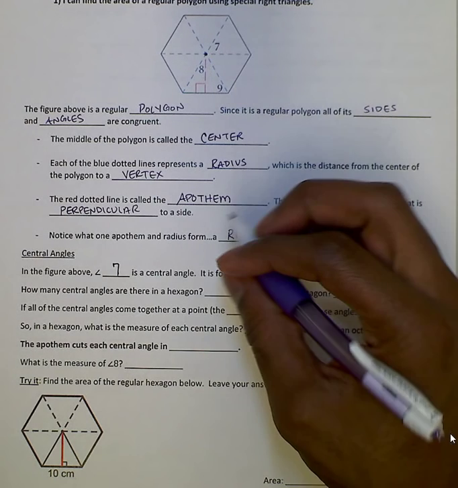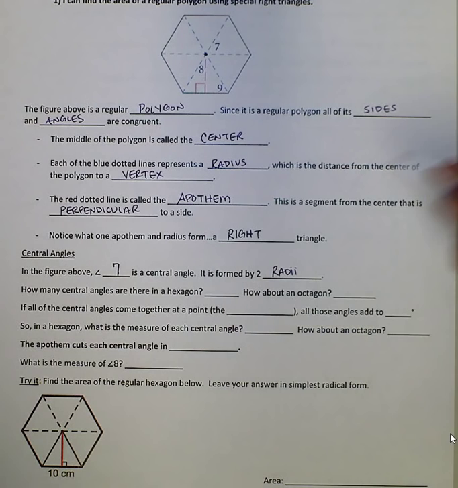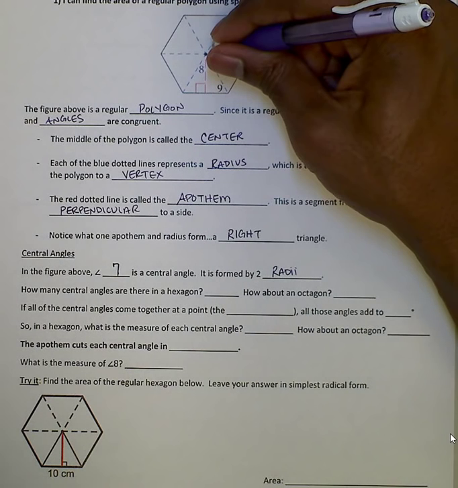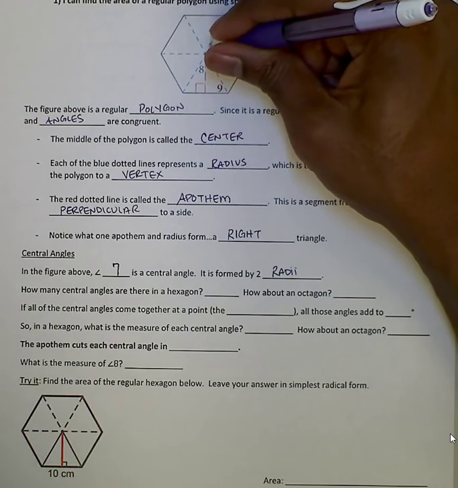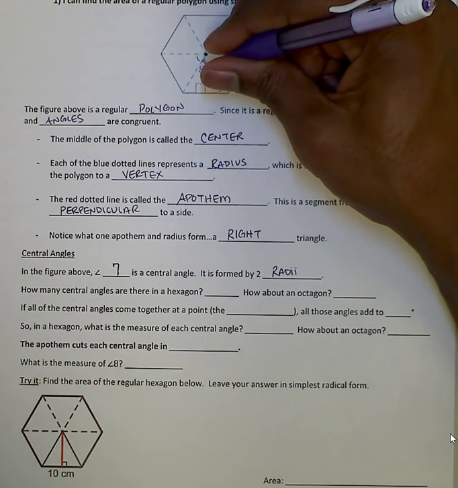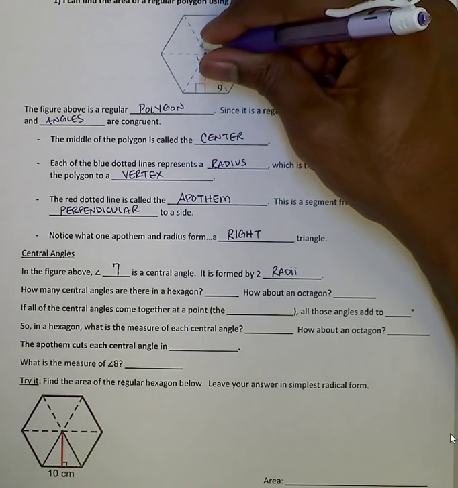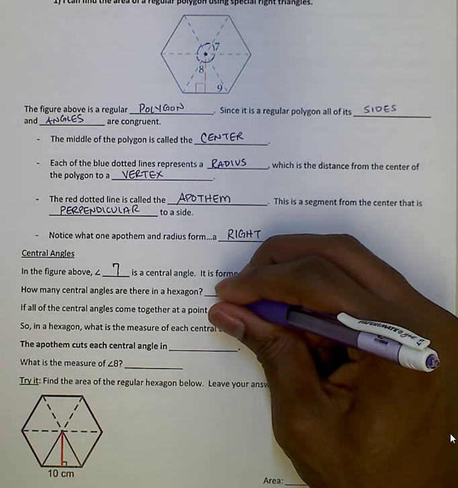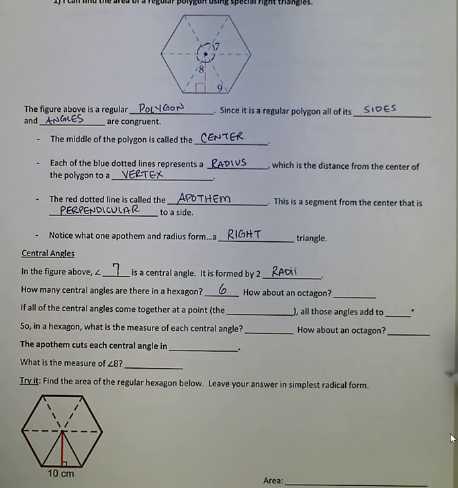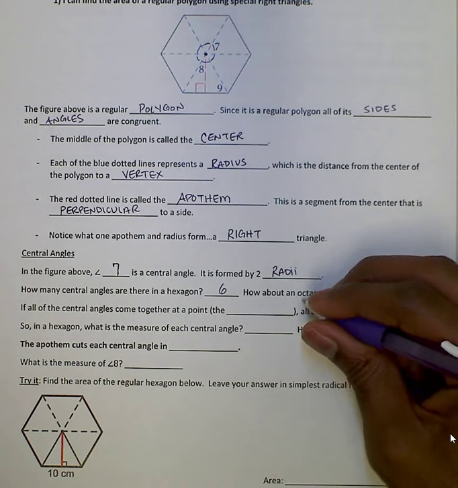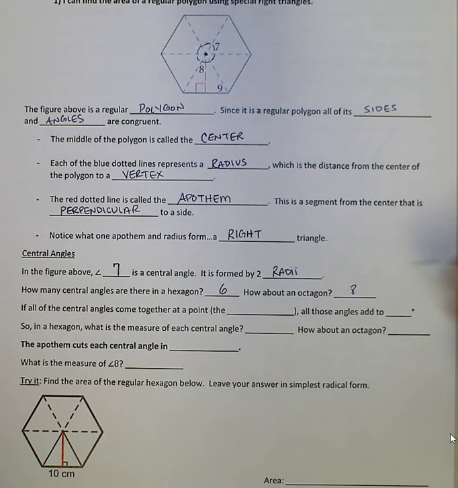How many central angles are there in a hexagon? Well, there's 1, 2, 3, 4, 5, 6, which makes sense. A hexagon has 6 sides, so it has 6 central angles. How about an octagon? An octagon has 8 sides, so it will have 8 central angles.